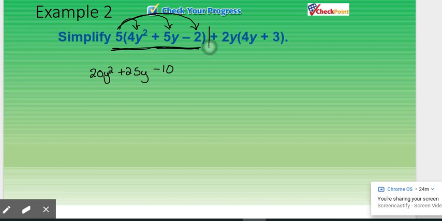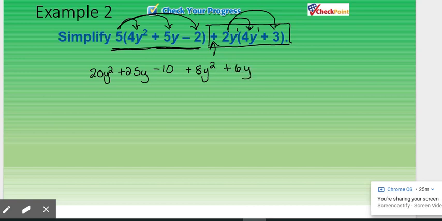My second distribute part is this one. And always pay attention to whether this is positive or negative, just like we used to. So 2y times 4y. 2 times 4 is 8. And remember, y times y, you got to remember to add those exponents when you multiply. It'll be y squared. 2y times 3 is 6y. And now we're going to add up our like terms. Our y squareds go together. Our y's go together. And don't forget about the negative 10.